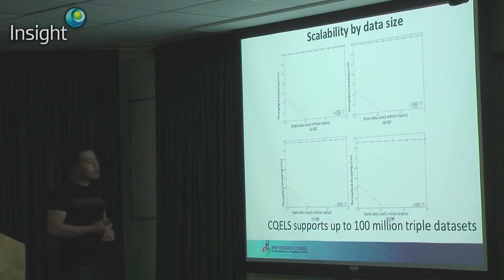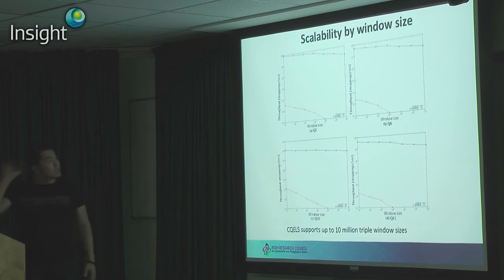So we tried with a data set of around 1 million triples, where other systems fail, and our system can still scale very stably. Another thing that affects performance is the window size: how much data in history I want to look back. That allows the system to maintain a longer history of data in memory for faster lookup.